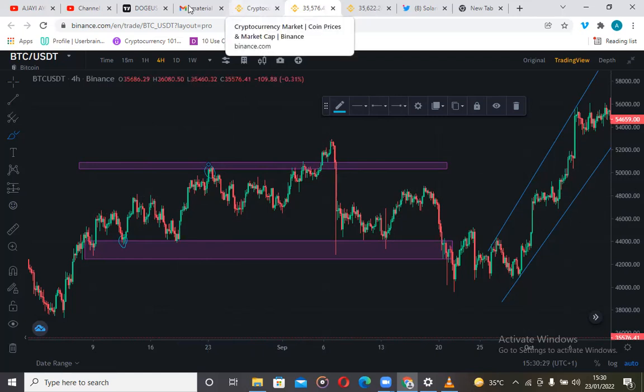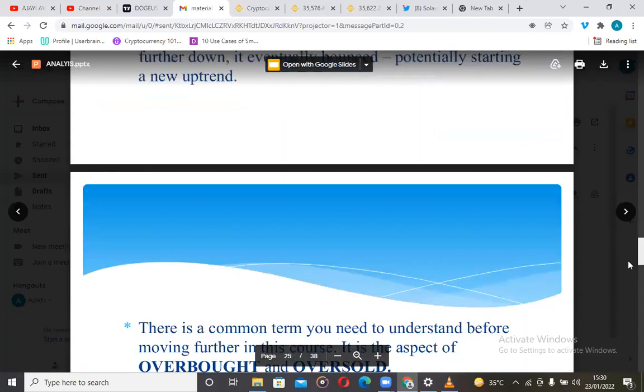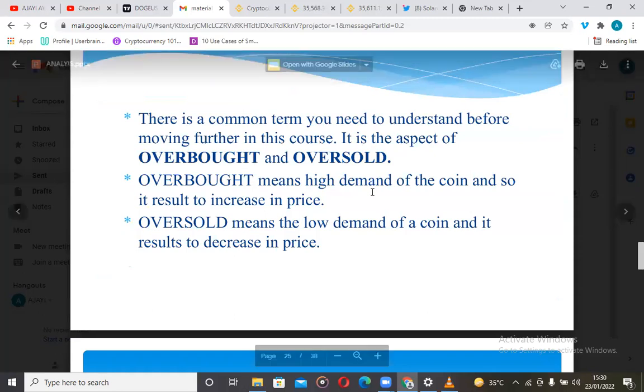Now let's move on. One thing you need to know is what we call overbought and oversold. Overbought means high demand for the coin, and so it leads to an increase of the price. Oversold means low demand for the coin, and it leads to a decrease of the price.